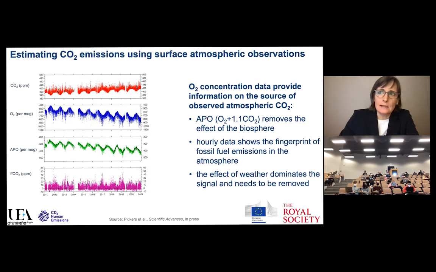So these are measurements in the atmosphere at one station, Weybourne Station, not far from where I live in the United Kingdom: hourly measurements of CO2 and of oxygen. And when you combine them with this ratio, oxygen plus 1.1 CO2, effectively you remove the effect of the biosphere, because photosynthesis always takes the same amount of CO2 for the oxygen that it consumes. So the APO here, atmospheric potential oxygen, is really a signature of fossil fuel emissions.